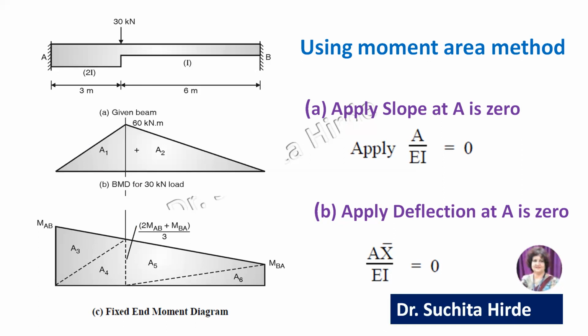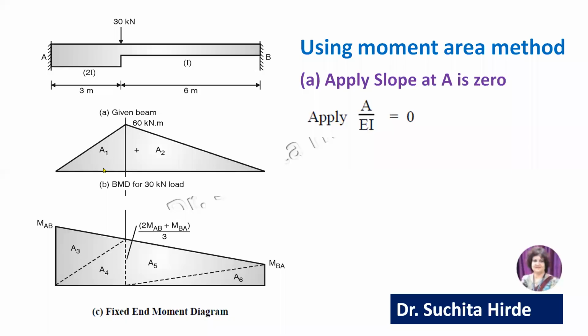First of all, we have to calculate all the areas. So we will write A upon EI equal to 0. What is area A1? It is half base into height, so half into 60 into 3, which is 90. What is A2? Half into 60 into 6, that is 180. What is A3? That is half MAB into 3.